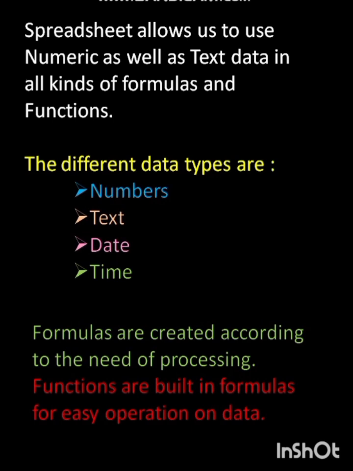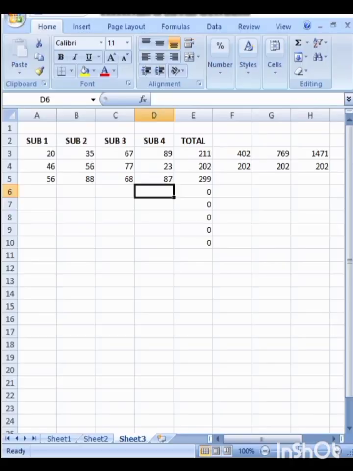And there are two types of formulas. The one formula that we create, they are called formulas created by users. So formulas are created according to the need of processing. And the other one is inbuilt functions. So, and we will see. We'll go to the sheet one and just check.